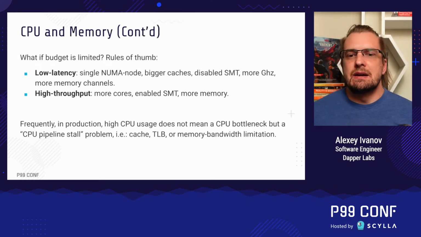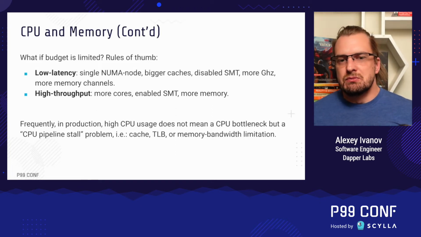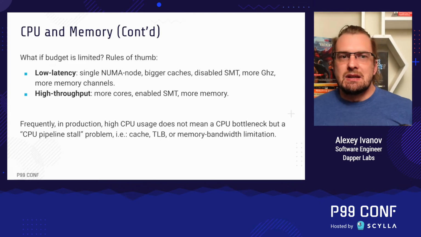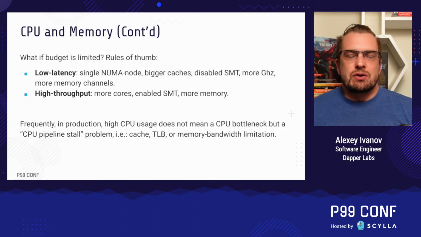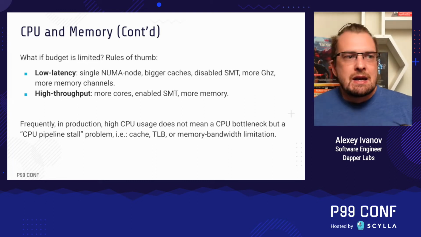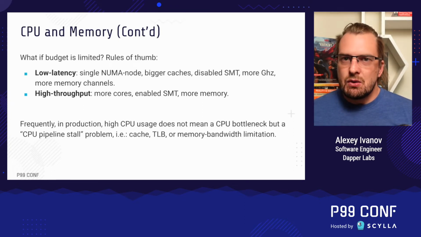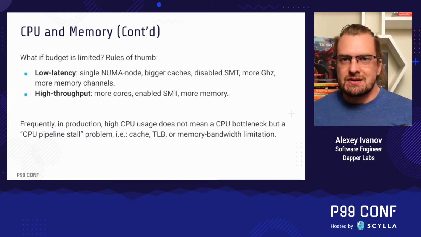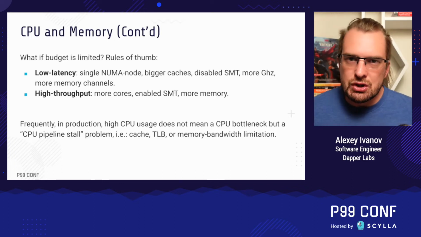Once you have picked the newest possible CPU, you need to see what configuration you want to have. For low latency, you want as few NUMA nodes as possible. Try getting a single NUMA node if possible. You want bigger caches, you want disabled SMT, you want more gigahertz, you want more memory channels so you are not blocked on data. For high throughput, you probably want the reverse. You want more cores, even if they are slower. You want more memory, so that you can fit more instances processing the data in parallel. You want SMT for more CPUs, even though they are logical ones.